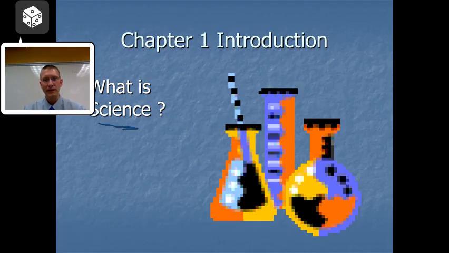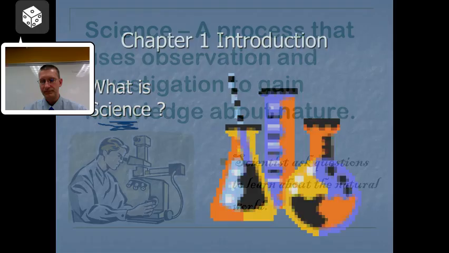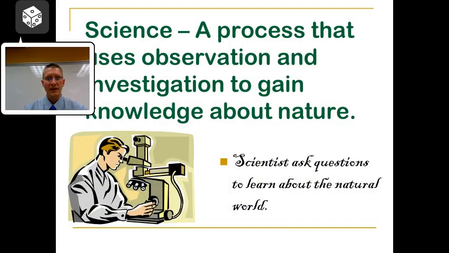So chapter one introduction deals with what exactly is science. Usually most science courses start with this question, so that's what we're going to tackle. All right, so here is our official definition. We can talk about science all we want, we can do some experiments, we can look at examples, but here is what you need to write down as far as the definition. Science is a process that uses observation and investigation to gain knowledge about nature. That's a very general description, but it really sums up everything that we're going to be doing this year.